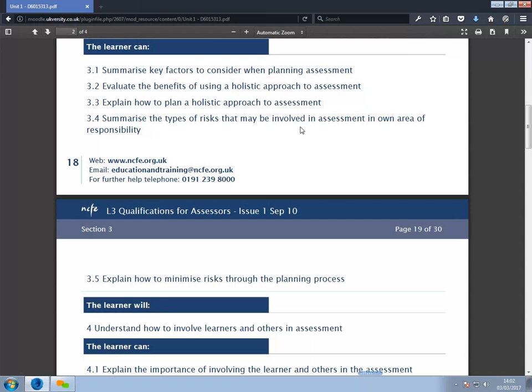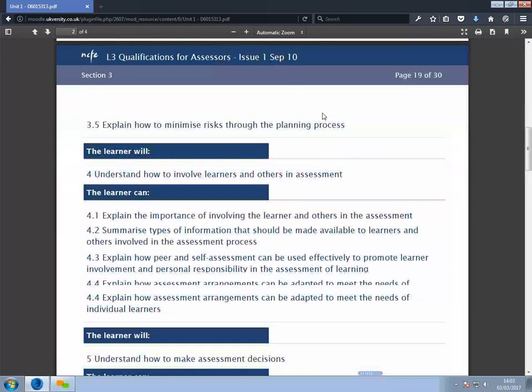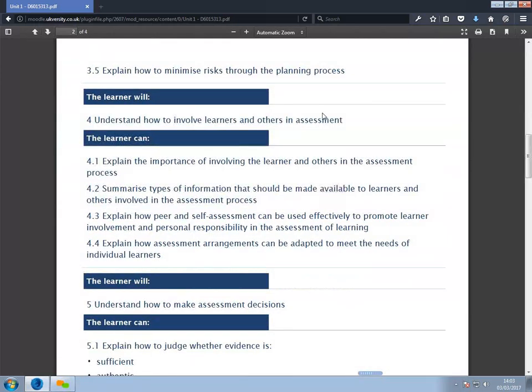Now, this again, this fourth one, 3.4, the types of risks that could be involved in a classroom are vastly different from the types of risks that would be involved working in a garage, for instance, or, I don't know, down a coal mine. Obviously, there are a whole host of issues there that need to be considered in your own area of responsibility. Again, how to minimise those risks when planning the process, understand how to involve learners and others in assessment.